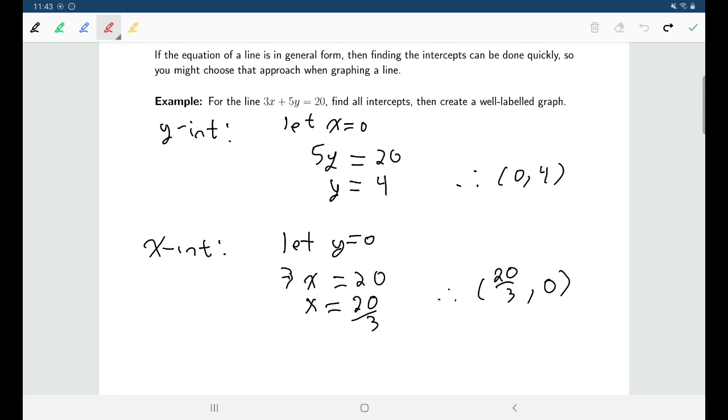So I only have 2 points to label here. I'm going to be doing a well-labeled graph again, so that means, as per usual, I am going to be labeling the x and y axis. I'm going to be labeling tick marks. I'm going to label my points, the coordinates. I won't have to label 0, 4 because that is going to be at one of my tick marks. 20 thirds, 0 will not, so I will need to label that one, and I'll also need to label my line with its equation. I'll need to label that with 3x plus 5y equals 20. So let's do that.